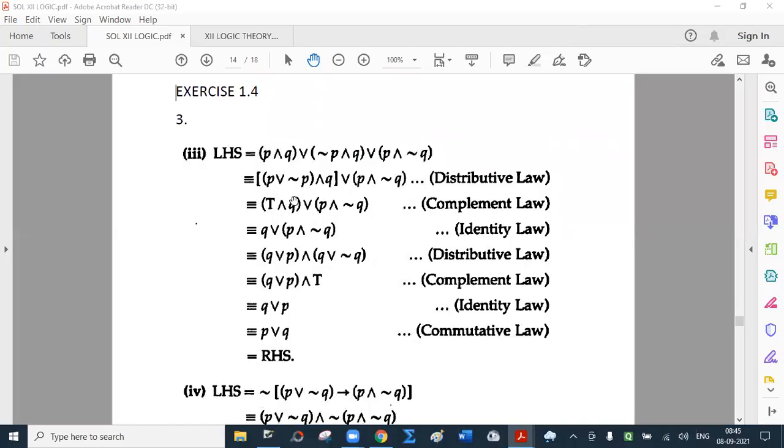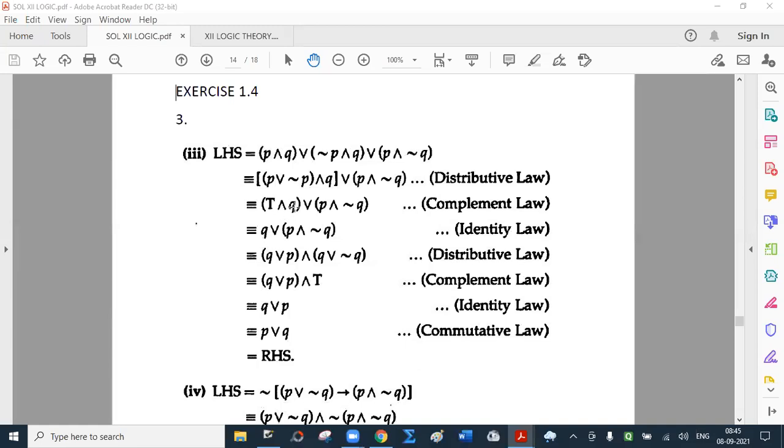Now, third part, you have to write the solution here only. But before that, let me explain. (P and Q) or (not P and Q) or (P and not Q). Now consider these two, (P and Q) or (not P and Q). I can write this as (P or not P) and Q, this as it is. The reason, distributive law. Now P or not P is nothing but true, complement law. So true and Q is nothing but Q.